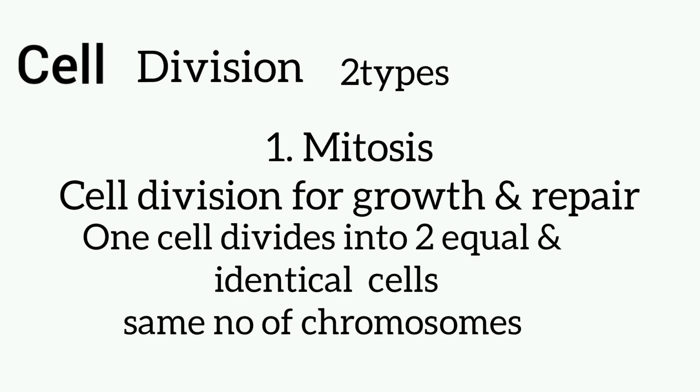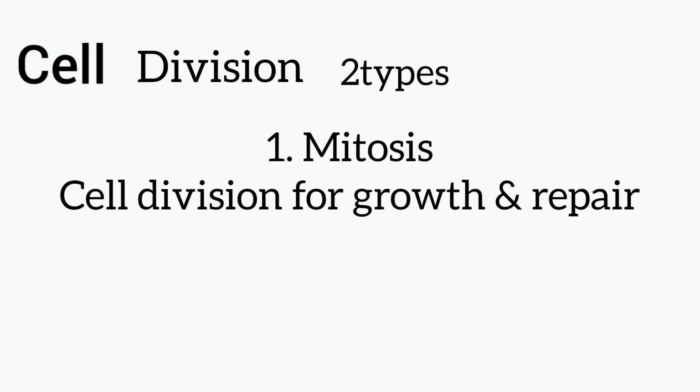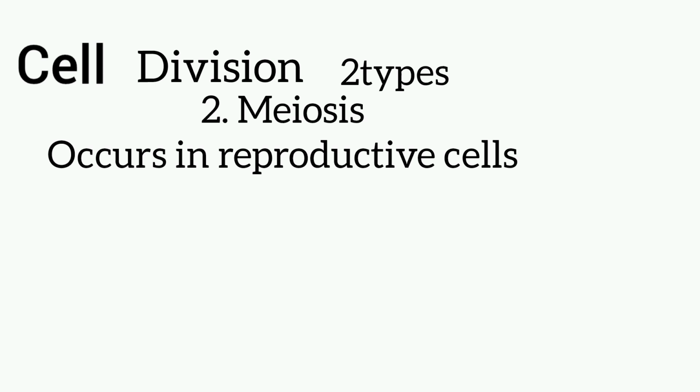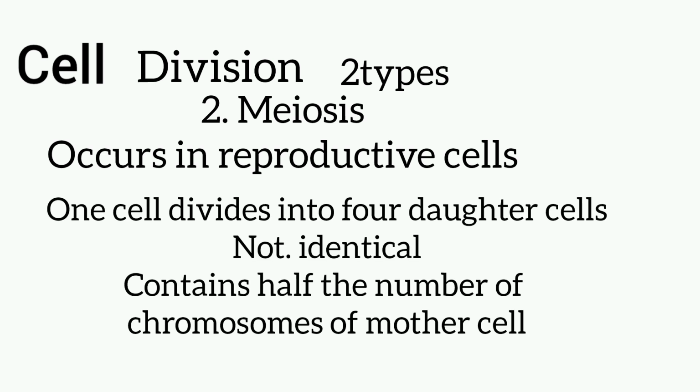Here one mother cell divides into two identical daughter cells, and both the mother cell and daughter cells have the same number of chromosomes. Mitosis helps in growth and repair of the tissues. For example, healing a wound or growing taller both happen due to mitosis. The second type of division is meiosis, the cell division for reproduction, which happens in reproductive cells. Here one cell divides into four daughter cells, and each new cell has half the number of chromosomes.